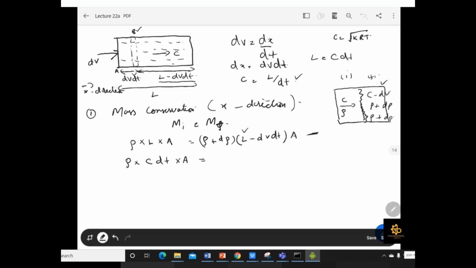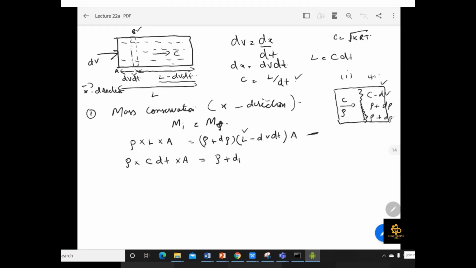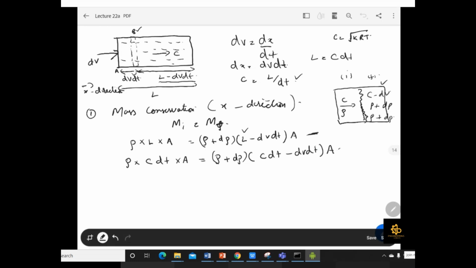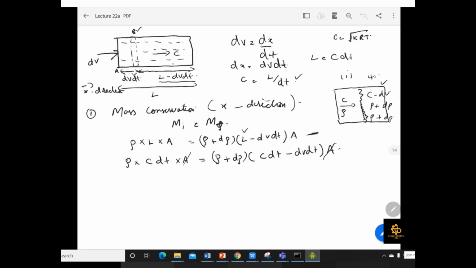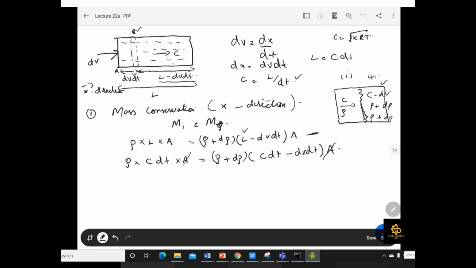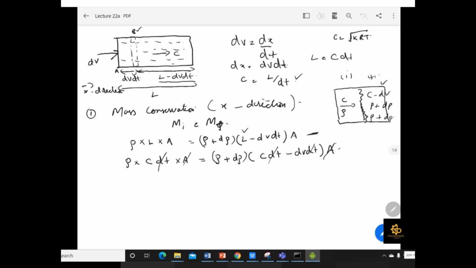So, rho plus d rho, C dt minus dv dt, into area. Okay, so this is the equation. Now from here I can easily eliminate area, because area is the same thing. And then if I further solve it, it turns out to be... dt also can be eliminated, because if I take common dt over there and dt from this equation, because this is multiply, so dt can be eliminated easily.